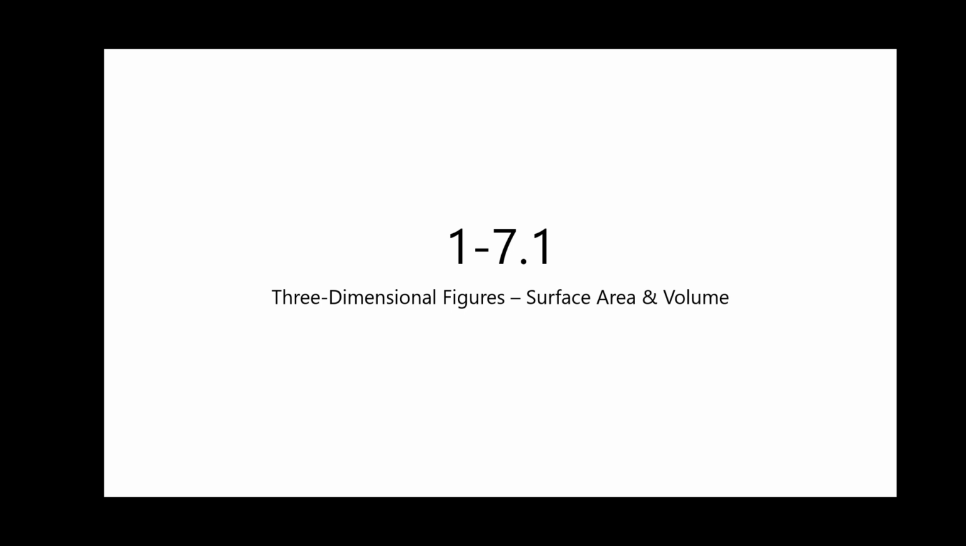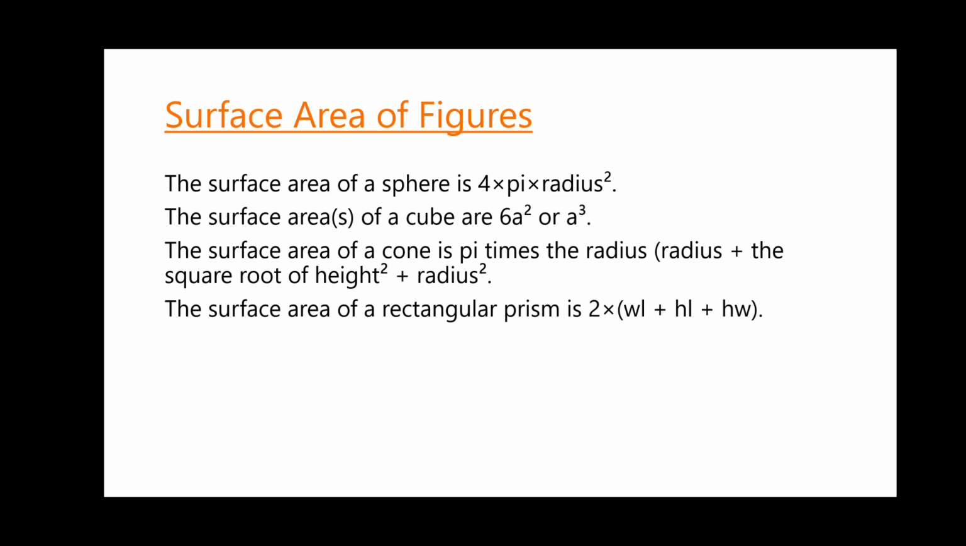Lesson 1-7.1, three-dimensional figures, the surface area and volume. I'll keep it short for this as well. So the surface area of the sphere is 4 times pi times the radius squared. The surface area of a cube is 6a squared. A cubed is actually the volume, but it's still the same thing.